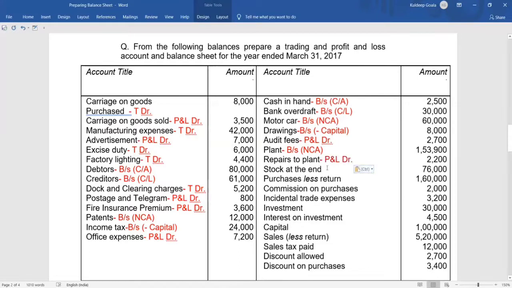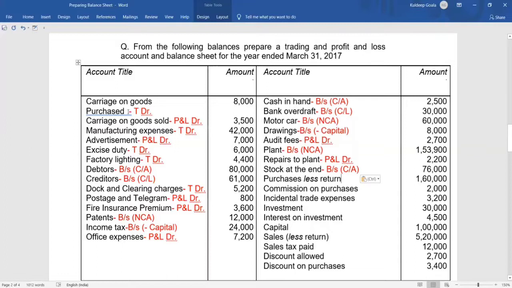Then coming to the next one, stock at the end. It is a closing stock, and if the closing stock is inside the box, remember that it will come in the balance sheet current asset. Okay, it will come in the balance sheet current asset. If it is outside the box, then you have to place it once in the trading account credit side, and again in the balance sheet current asset. The other day I told.